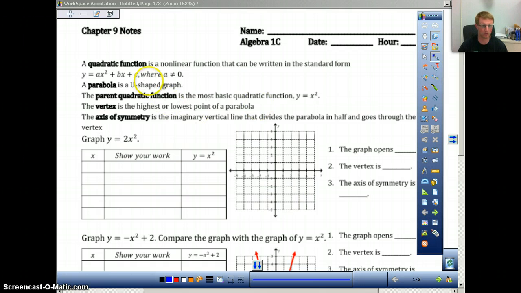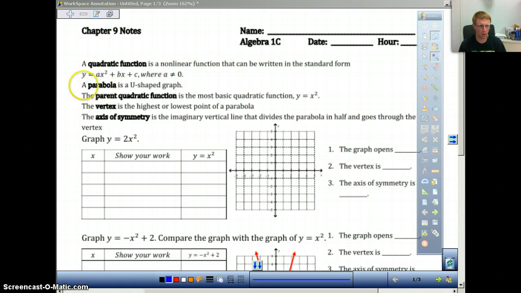Now, quadratic functions are anything that is nonlinear that can be written in this standard form, ax squared plus bx plus c. So we've done quite a bit with these types of functions. Obviously, your a, b, and c are just numbers, and any of the b term or the c term can be missing. That's not a huge deal. But it's just going to be basically an x squared type function.